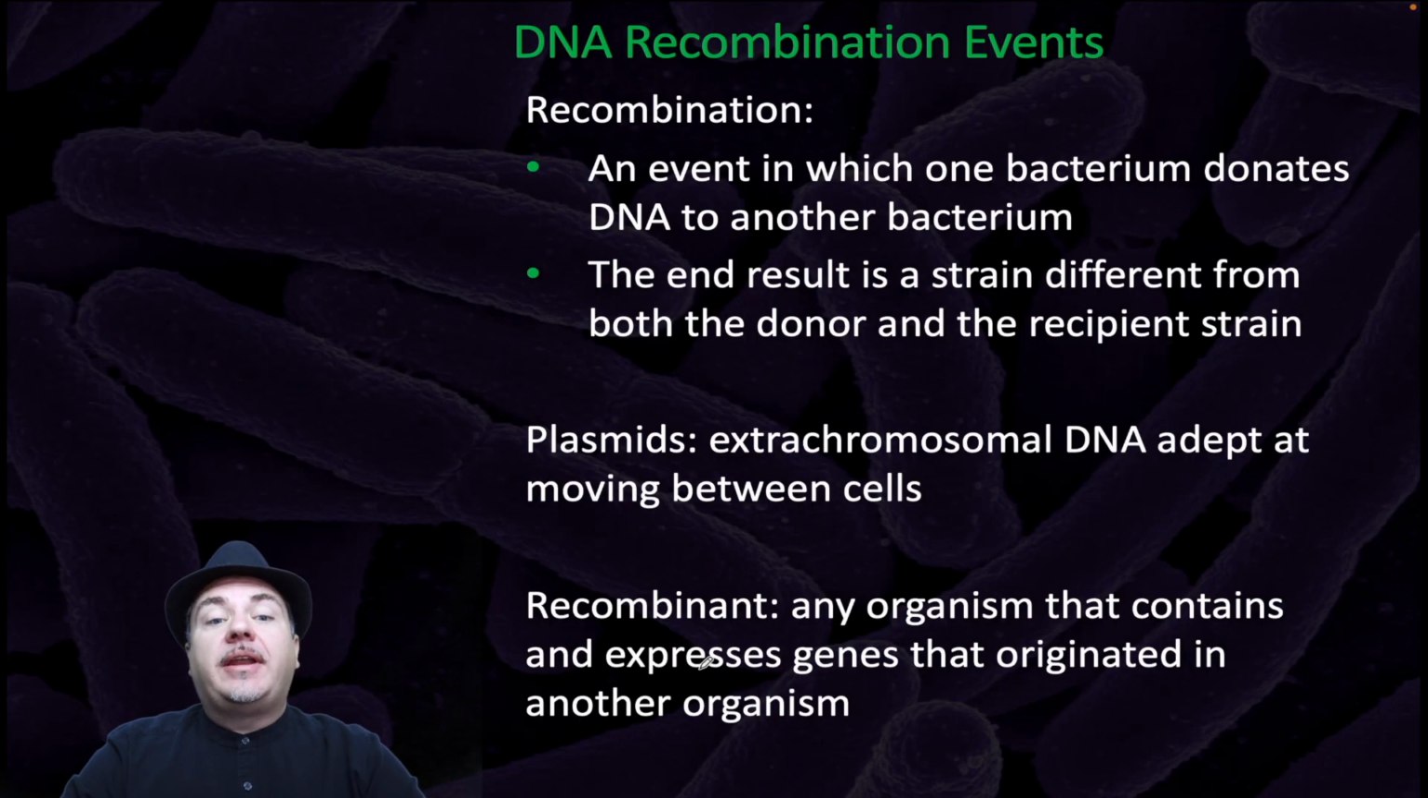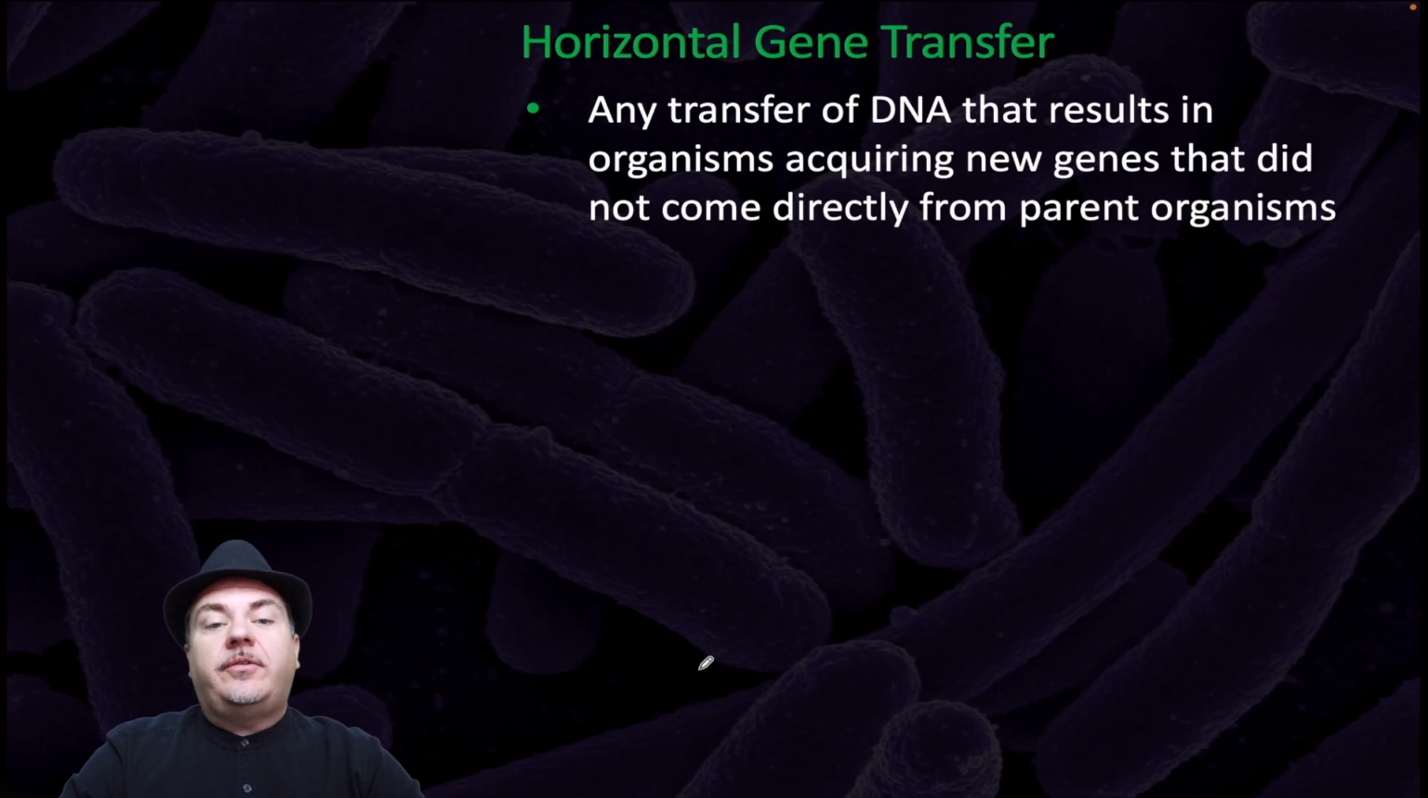Okay, so what is recombination? Recombination is an event in which one bacteria donates DNA to another bacteria. The end result is a strain different from both the donor and the recipient strain. Some more definitions. Plasmids are extrachromosomal DNA adept at moving between cells, and a recombinant is any organism that contains and expresses genes that originated in another organism. And what is horizontal gene transfer? It's any transfer of DNA that results in organisms acquiring new genes that did not directly come from parent organisms.